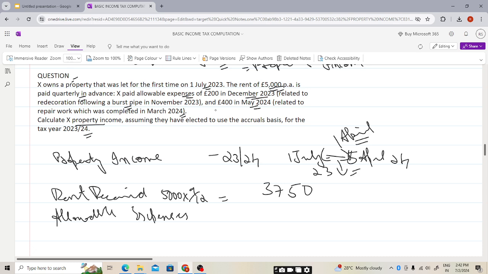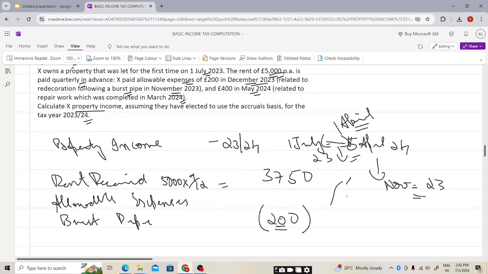Allowed expenses 200: X paid an allowed expense of 200 relating to redecoration after a burst pipe. So it is this 200 per burst pipe. Under the cash basis it will be reduced, and under the accrual basis also it will be reduced. Why? This is relating to which period? November. In November the burst pipe happened and it was repaired in November 2023.